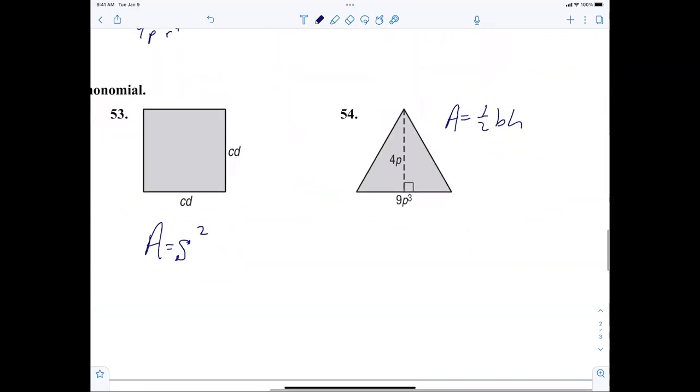And then finally 54. A equals 1/2. What's the base going to be, guys? And what's the height going to be? Yes. All right, calculate that real quick. What is 4 times 9? Look at the height. What's the height of the triangle? 4 feet. Yes. 4 feet.